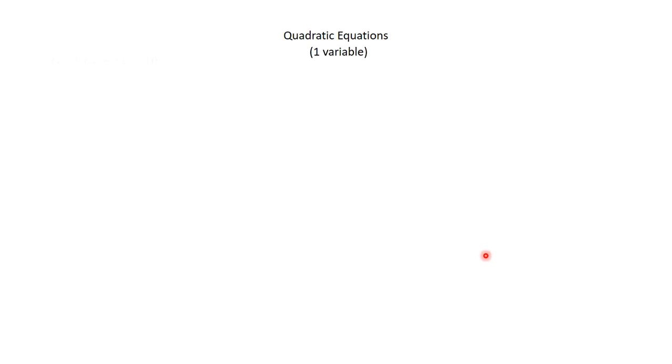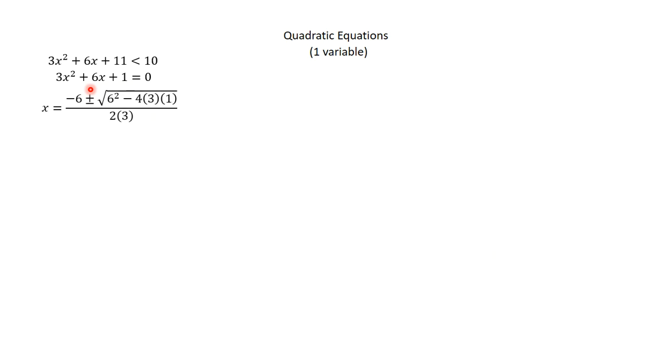All right, another one. How about this one? 3x squared plus 6x plus 11 is less than 10. First step, subtract 10. That way it's equal to 0. And now we can factor. Or in this case, that's not going to factor very well. So we can use completing the square or the quadratic formula. I picked the quadratic formula, so let's plug it in.